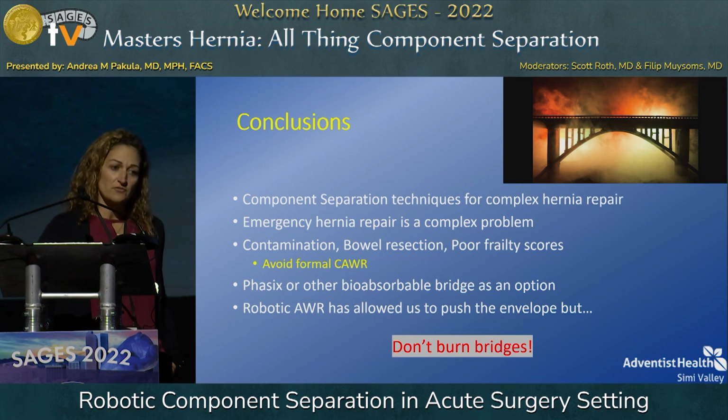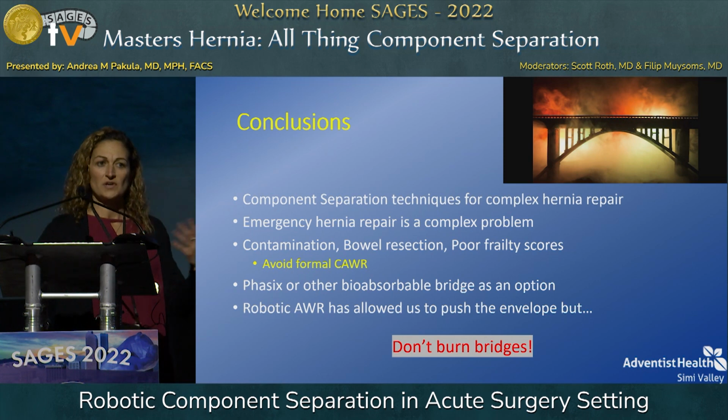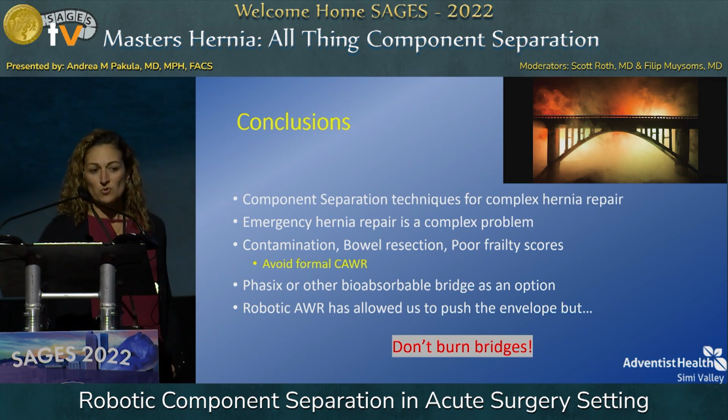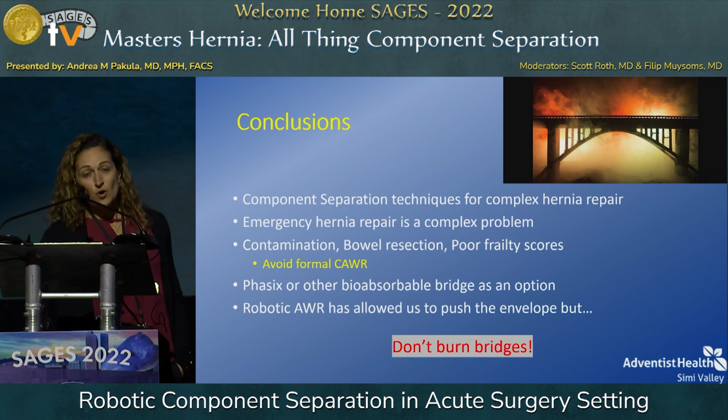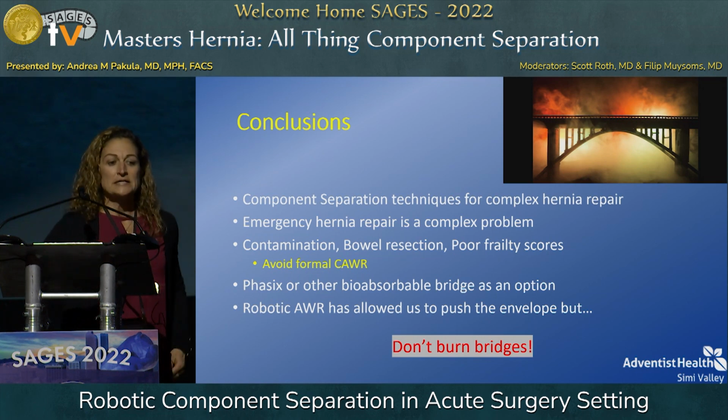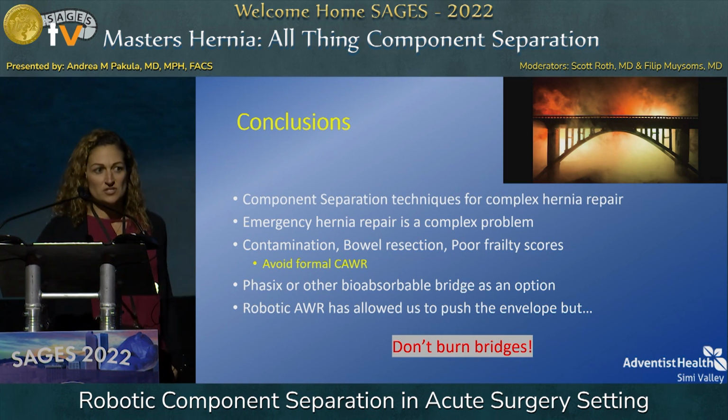So in the setting of contamination, the need for bowel resection, poor frailty scores, the things that we can take into account prior, I think it's important to avoid formal abdominal wall reconstruction. And even though robotics definitely has allowed us to push the envelope with a lot of these techniques, and we're able to do more minimally invasive complex ab wall reconstruction, I think that it's important not to burn bridges in the emergent patient.